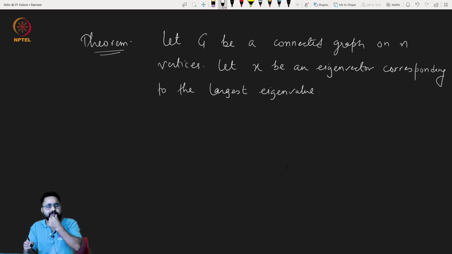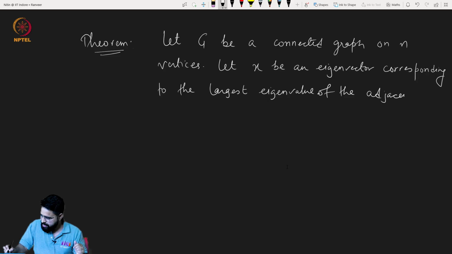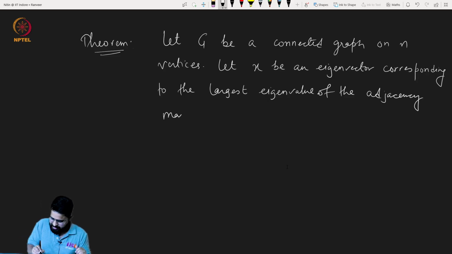Basically I will now write 4 to 5 small results, which at first glance look obvious, but please do not make the mistake of treating them as obvious. Let me state this, and I will be using A_G as the adjacency matrix, the adjacency matrix corresponding to the largest eigenvalue of the adjacency matrix A_G.